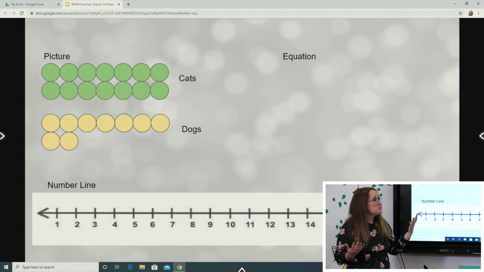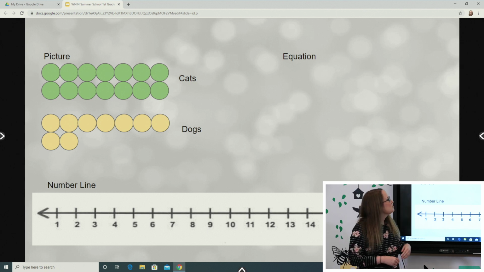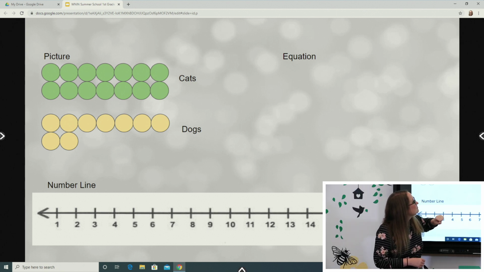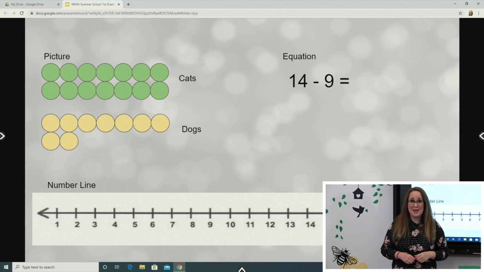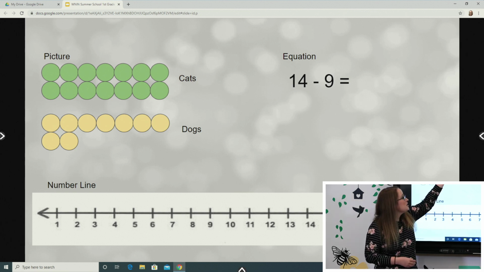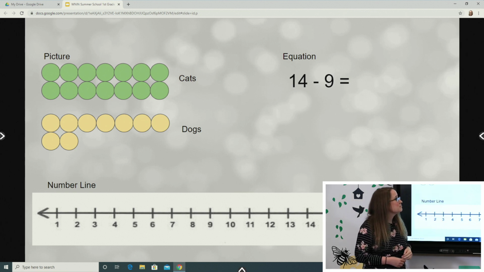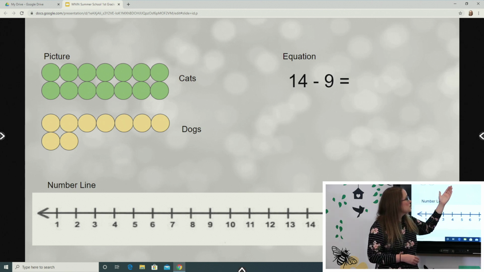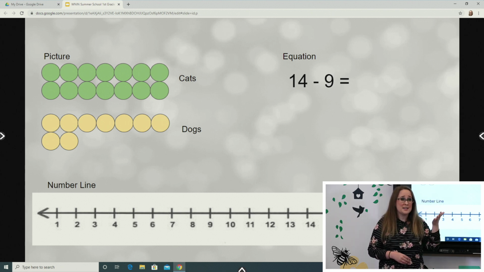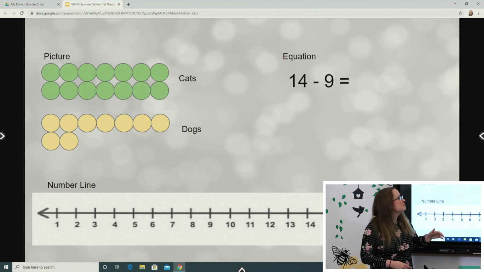So now let's write an equation to go with this. We have 14 take away 9 because we're comparing how many cats there were to dogs. Now we're going to use our visuals and cross out on our cats because we're going to see how many more cats there were than dogs.